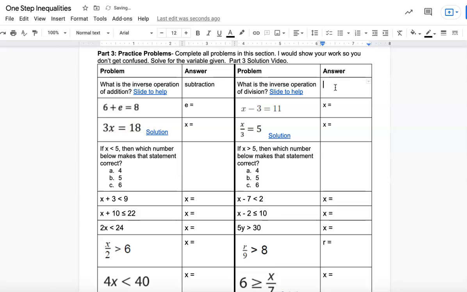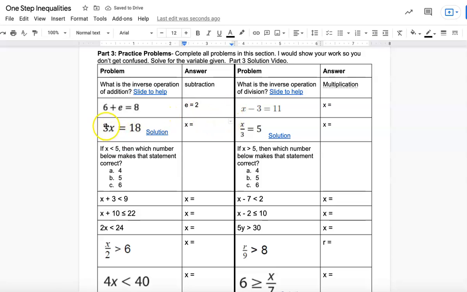Same thing, what's the opposite of division? Inverse operation of division means opposite. That would be multiplication. You can just put the symbols if you want. For the one-step equations, remember you just solve which number is each of the variables. 6 plus what number equals 8? Mental math, you could figure it out, it's 2.